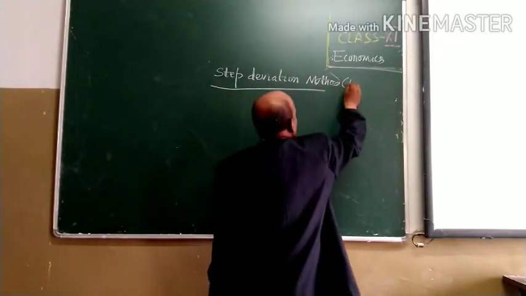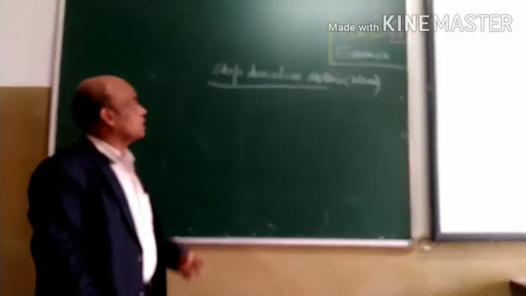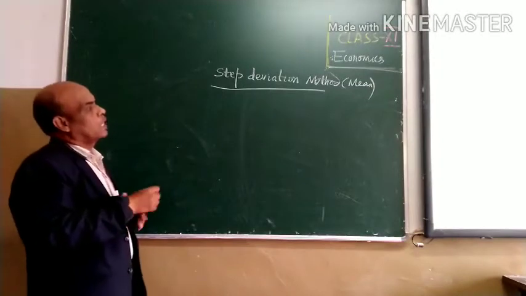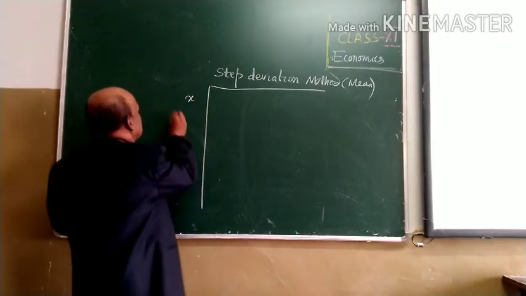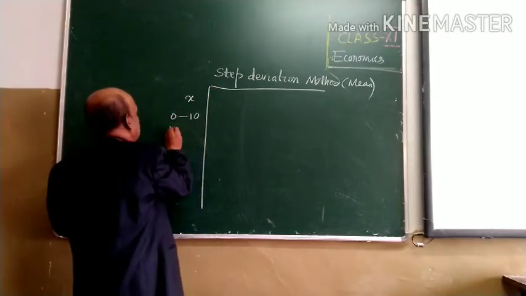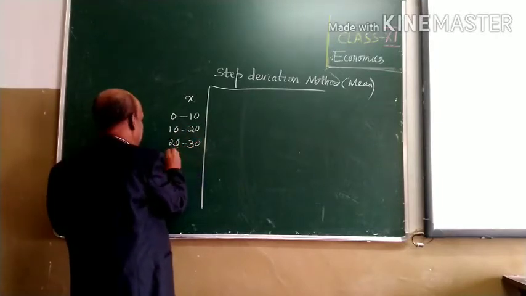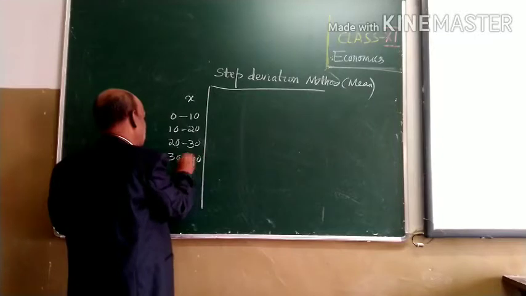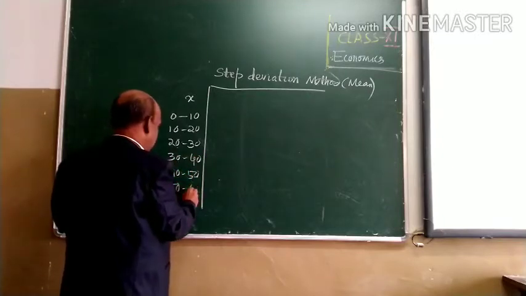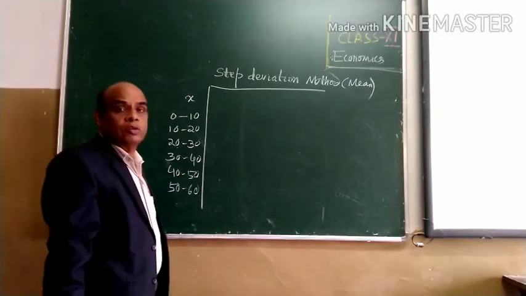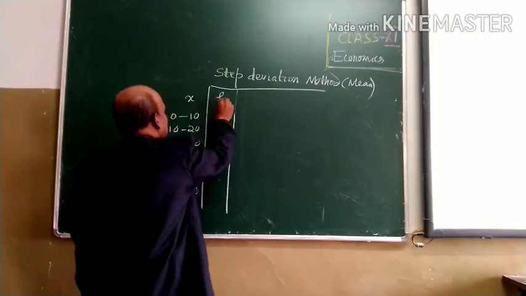For calculation of mean, we will use the step deviation method. So these are the classes: 0 to 10, 10 to 20, 20 to 30, 30 to 40, 40 to 50, 50 to 60. This is the class. Then we will write the frequency.